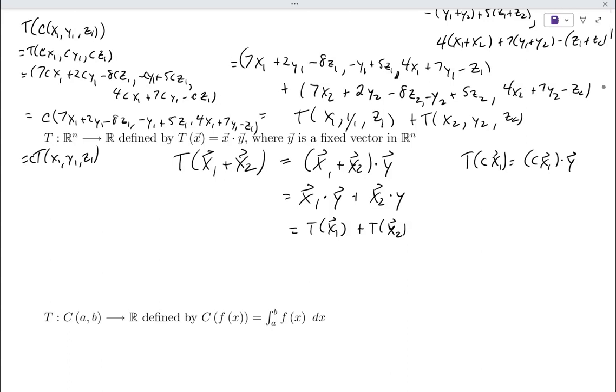Doing the second property to show that the scalar can get pulled out. Well, here is the transformation applied to a constant times x1 dotted with y. But what can we do with this constant? Take it out of the dot product. And get the constant times the transformation. That one okay?